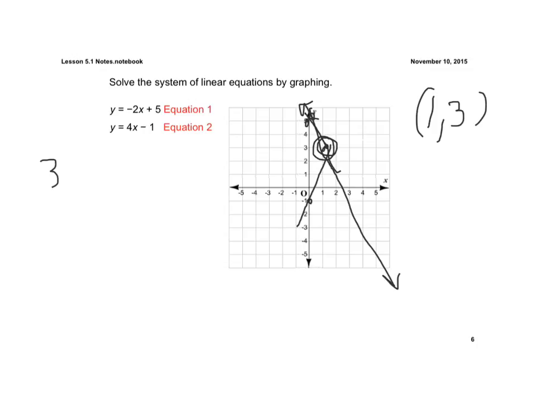So 3 is equal to -2 times 1 plus 5. -2 plus 5 is 3. 3 is equal to 3, and that checks. Now I plug it into the next one.